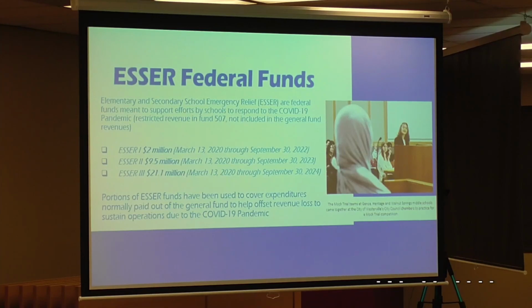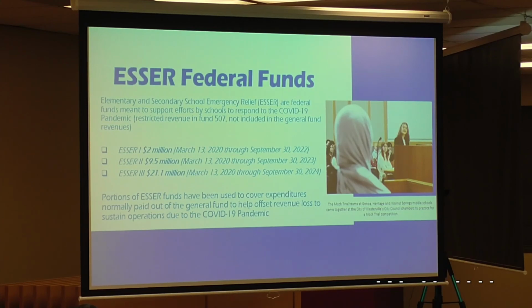Okay, so looking at the ESSER funds. This is a slide that we've had for quite some time in the forecast presentation. We had ESSERs 1, 2, and 3. ESSER 1 provided $2 million, and it ran from March 13th, 2020 through September 30th, 2022. ESSER 2 was $9.5 million, and it ran from March 13th, 2020 through September 30th, 2023. And then ESSER 3, the last and final round, runs from March 13th, 2020 through September 30th, 2024. So that's the current fiscal year.